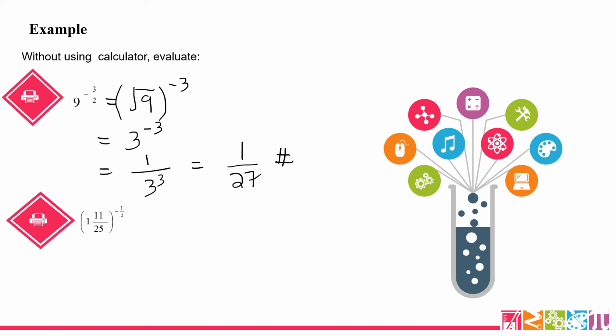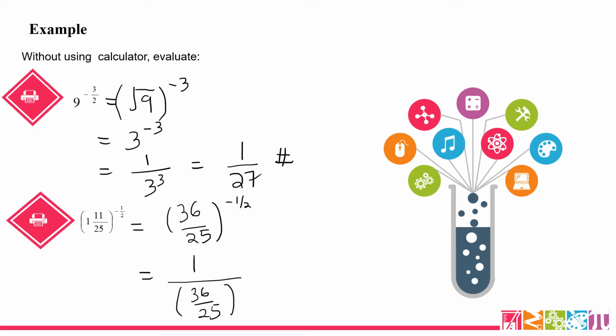Question 2. 11 over 25 power of negative 1 over 2. First, change to the improper fraction. So it becomes 36 over 25 power negative 1 over 2. Next, change to the shape 1 over 36 over 25 power positive 1 over 2.